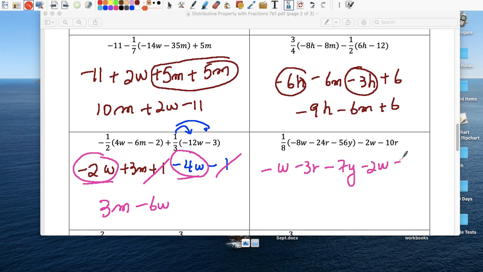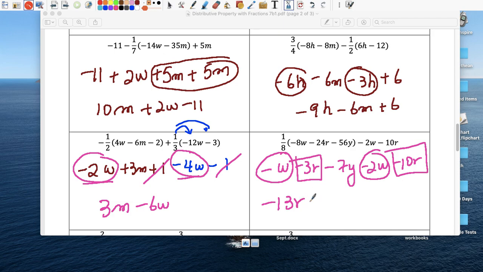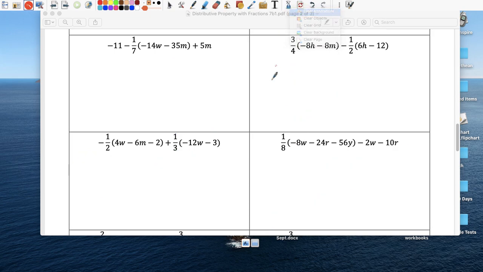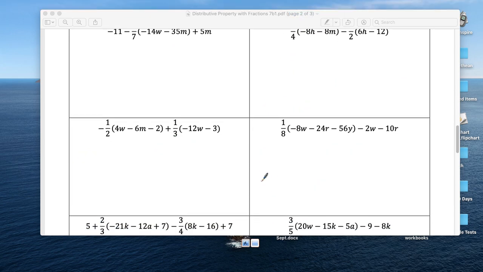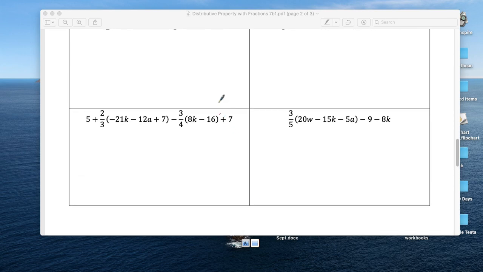Minus 2w minus 10r. Like terms, this guy and this guy look alike. These guys and these guys look alike. So negative 13r minus 3w minus 7y is the answer. Okay, so that's not bad. Oh, 2 more.